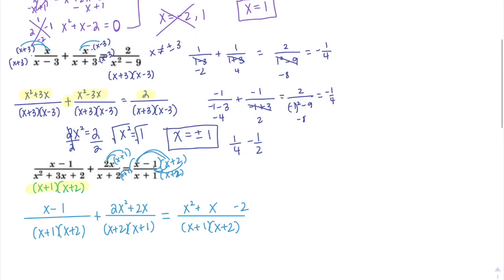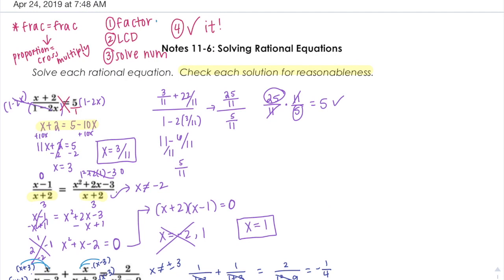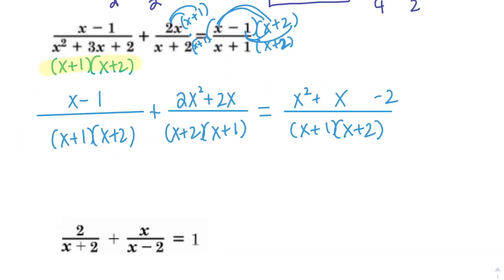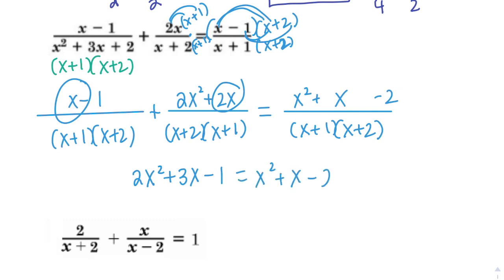Now that I have the same denominator, going back to our steps, I factored it, yep. I got my least common denominator, distributed everything. Now that they all have the same denominator, now I can just solve the numerator. So I'm just going to look at my numerator now, and that's my equation to solve. So x minus 1 plus 2x squared plus 2x, combining like terms, 2x and x would be 3x. So I have 2x squared plus 3x minus 1 equals x squared plus x minus 2.